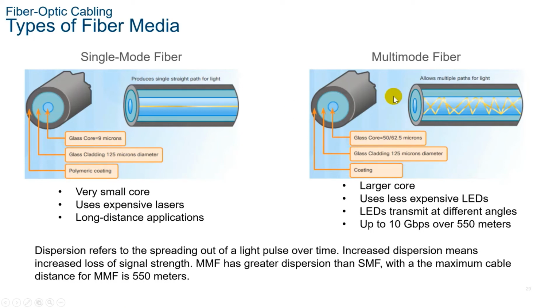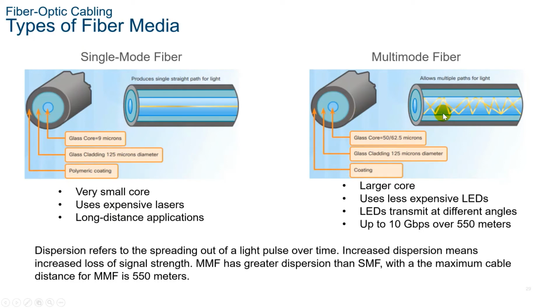Multi-mode fiber, or MMF, consists of a large core and uses LED emitters to send light pulses. Specifically, light from an LED enters the multi-mode fiber at different angles, as shown in the diagram.